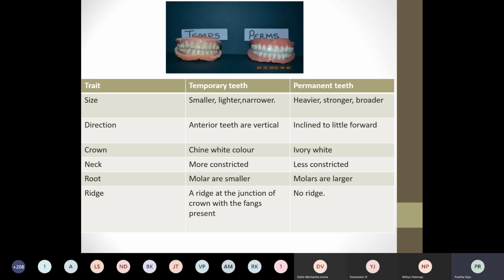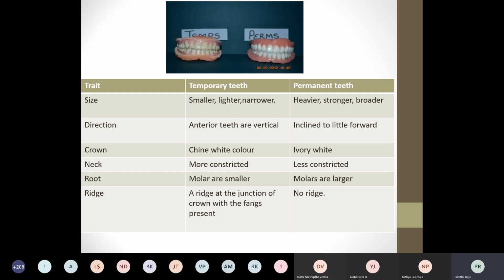So what are the differences between temporary and permanent teeth? With respect to size, the temporary teeth are usually smaller, lighter and narrower. The permanent teeth are heavier, stronger and broader. The permanent teeth are usually a little bigger when you compare them with the temporary teeth.